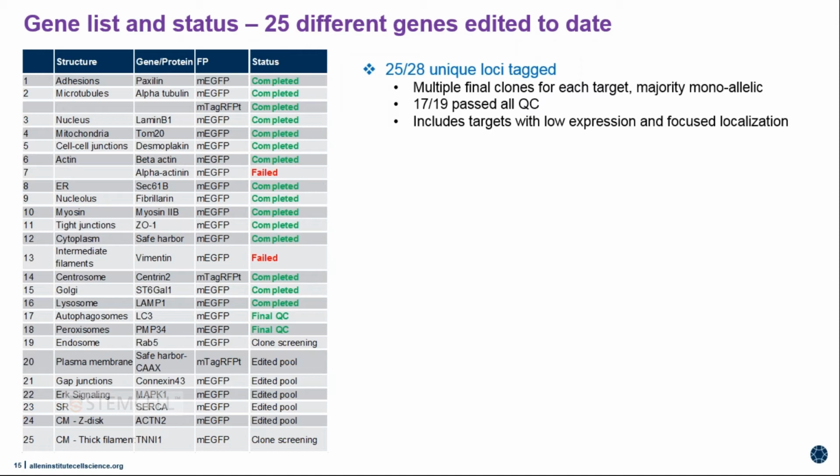Vimentin, we failed because our tagged cells look a little different from the untagged cells. We don't understand why. It could be quite normal. We just don't understand intermediate filament biology in stem cells. It's really hard to know what's right and what's not. So we paused that, and we do not release any cell line that we don't believe the cell biology is looking as expected. And that is kind of difficult because a lot of this is not known in stem cells.